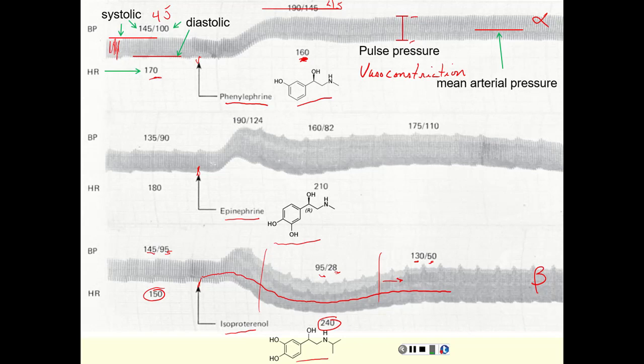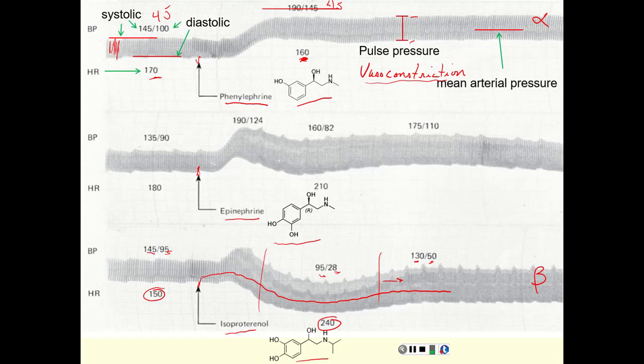All right, so the alpha effect then, for phenylephrine administered at this dose, produces predominantly vasoconstriction. Right, and that was the interpretation of all these changes in pressure, and a reflex decrease in heart rate. So let's look down at the bottom one with isoproterenol.